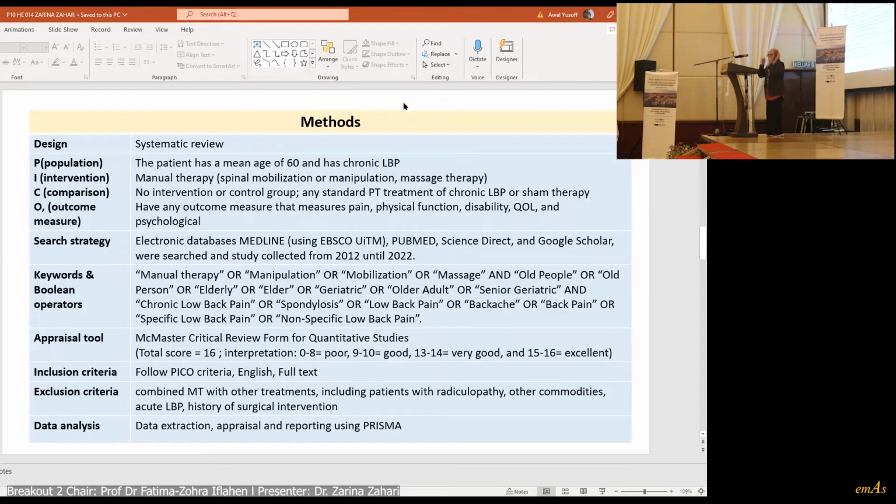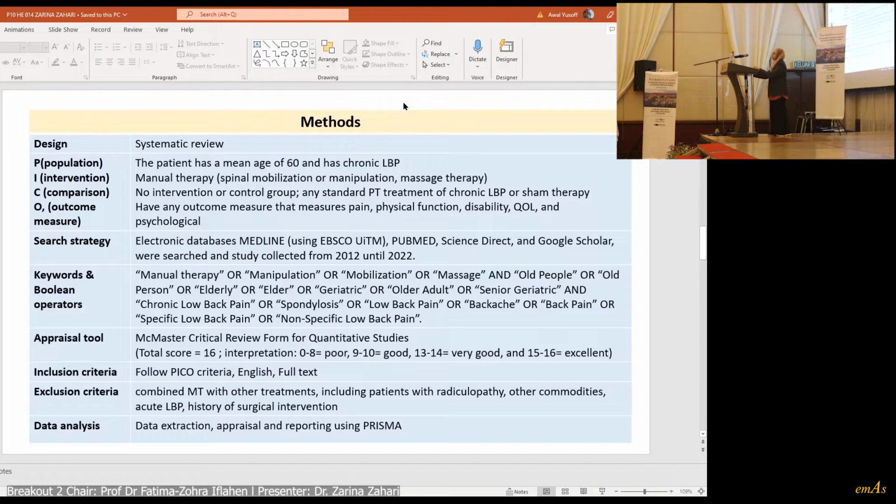Okay, the method is a systematic review. We followed the PICO inclusion criteria. For the search strategy, we used all the available electronic databases in the UiTM library. Okay, and we used the appraisal tool by McMaster Clinical Review Form for quantitative studies.